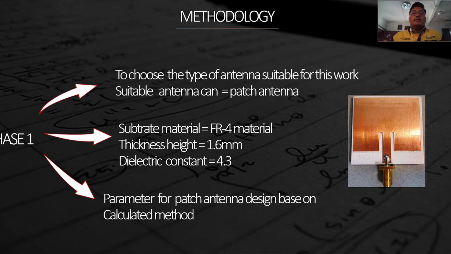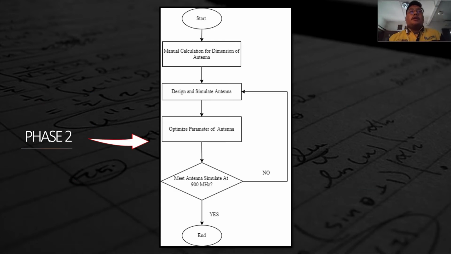the patch antenna. In phase 2, when the manual calculation for the dimension of the antenna is done, all the parameters we apply to the software, which is CST Studio, to design and simulate the antenna. After we simulate, we optimize the parameters of the antenna, and then we check the characteristics of the antenna, whether the antenna simulated at 900 megahertz performs well, which is the return loss, the VSWR, and so on.